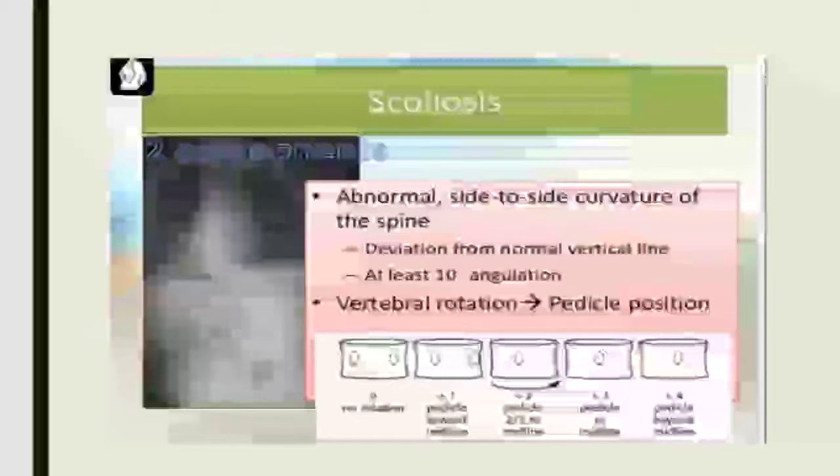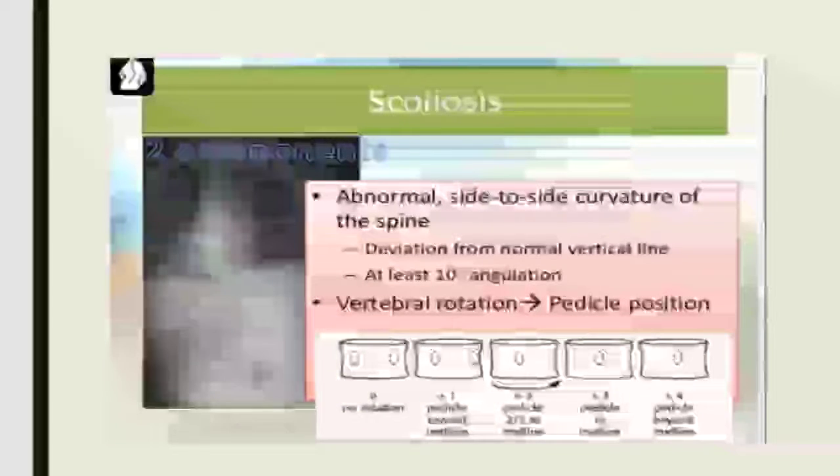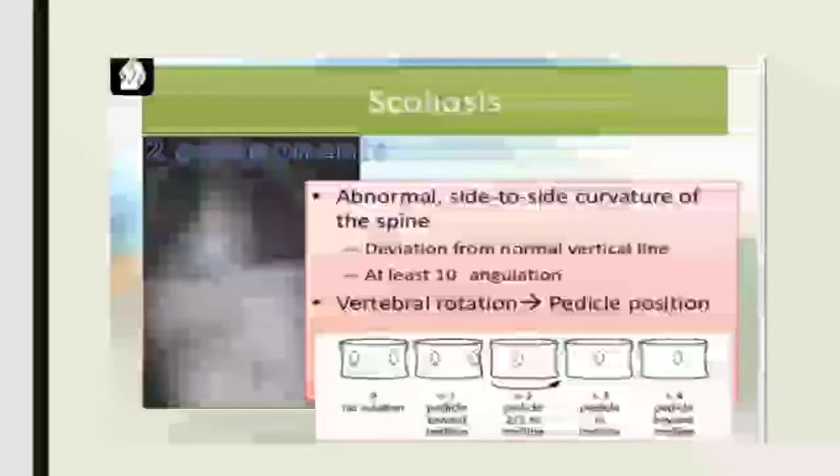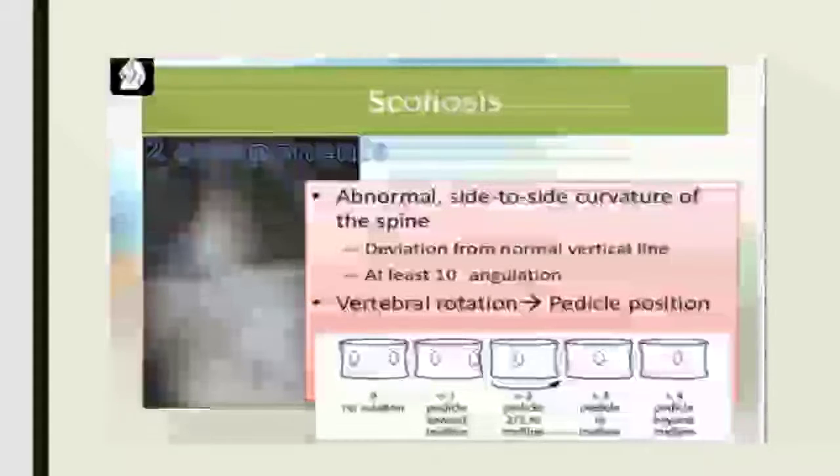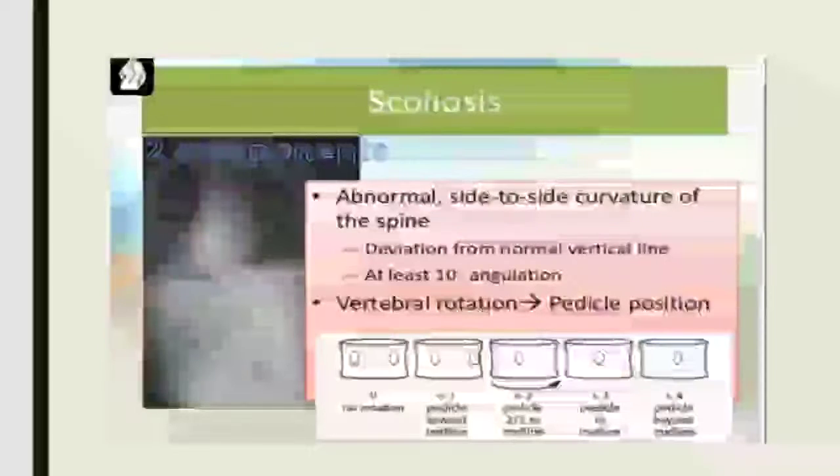Scoliosis has two components: abnormal side to side curvature of the spine, a deviation from the normal vertical line, at least 10 degrees of angulation; and vertebral rotation, judged by pedicle position. 0, no rotation; plus 1, pedicle toward midline; plus 2, pedicle two-thirds to midline; plus 3, pedicle in midline; plus 4, pedicle beyond midline.